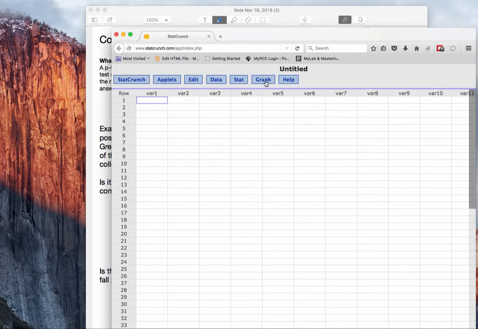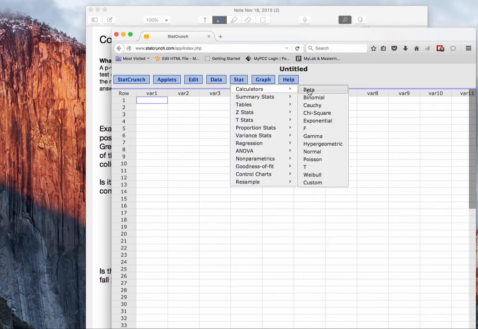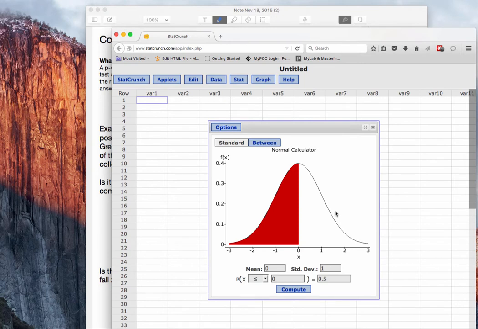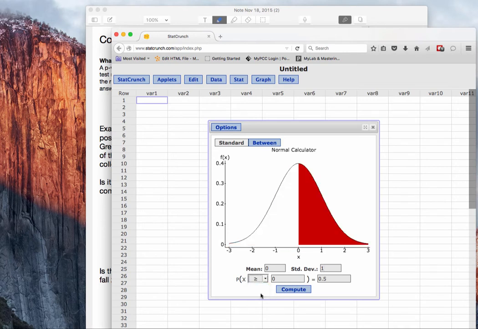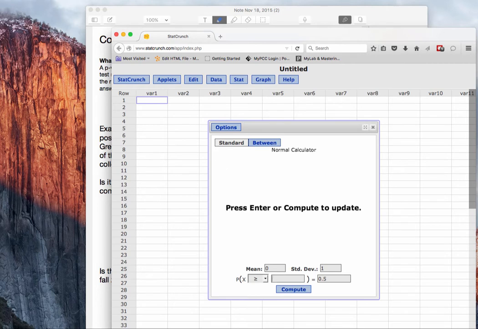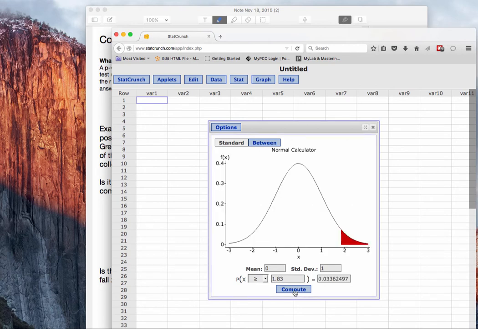So I'll show you how I got here. I'm going to go to Stat, Calculators, Normal, because I have a normal model. And it's standard normal, so the mean is 0, the standard deviation is 1, and I want to find the area that is above, because of our tail test, 1.83, and then I push compute. So this area that's shaded right here, this red area, is the p-value. And down here the probability is 0.0336. So the p-value for my hypothesis test is 0.0336.